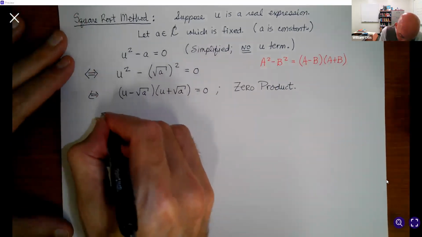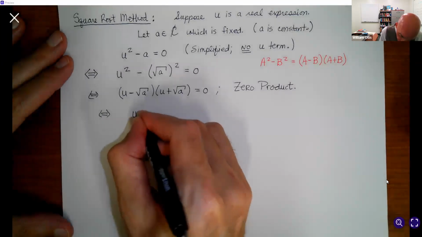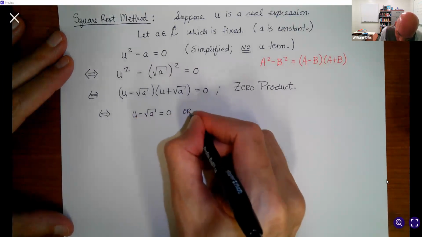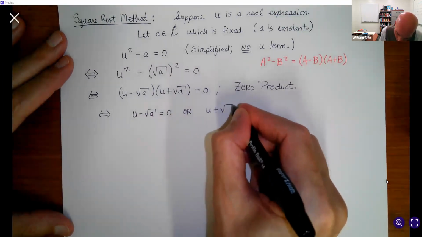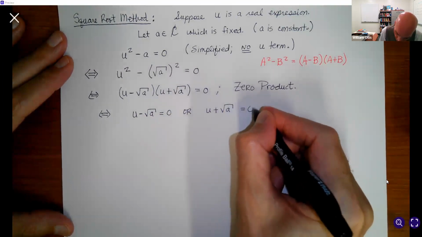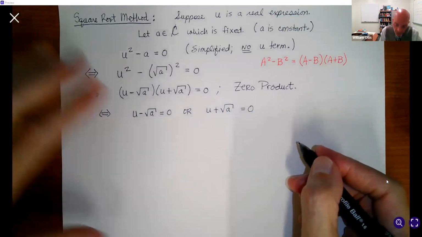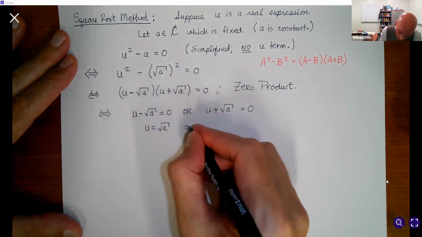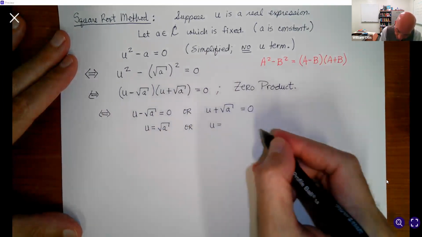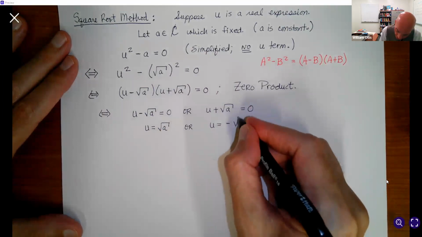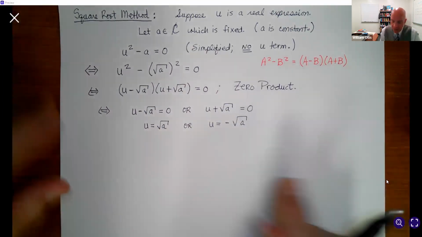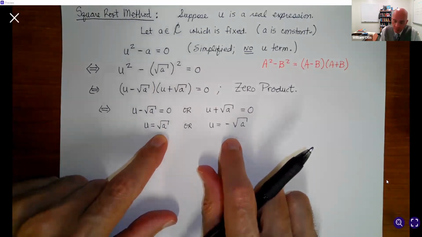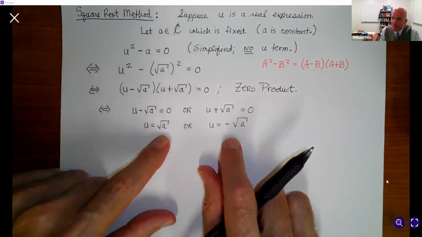So if and only if u minus the square root of a equals zero. So again, you can look at this and do it in your head, but let's just go ahead and write this out formally. So by zero product, at least one of these is zero. So we have u equals the square root of a, or u equals the additive inverse of the square root of a. So now what we have are two values which we expect for the quadratic, but it's a much simpler method.